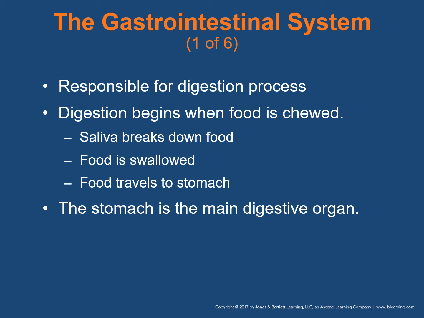The gastrointestinal system is where we'll start, and this is responsible for the digestion process. It starts at the mouth as the food is chewed and saliva begins the breakdown process. Once it is swallowed, food then goes down the esophagus and into the stomach. And this is, of course, the main digestive organ. And remember, it's a hollow organ.